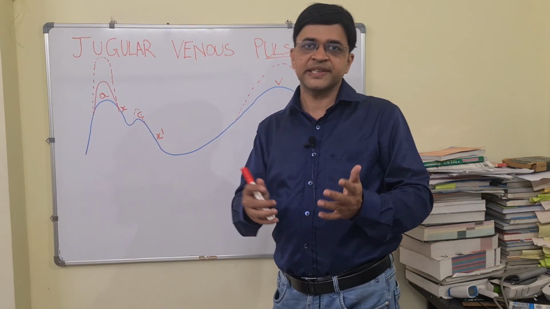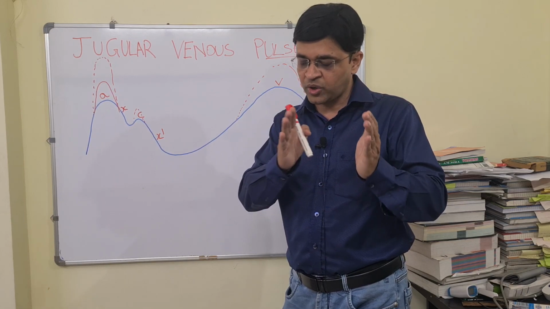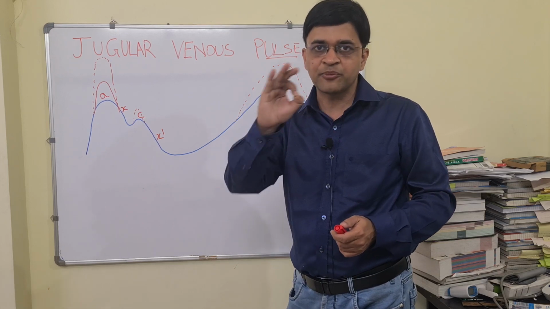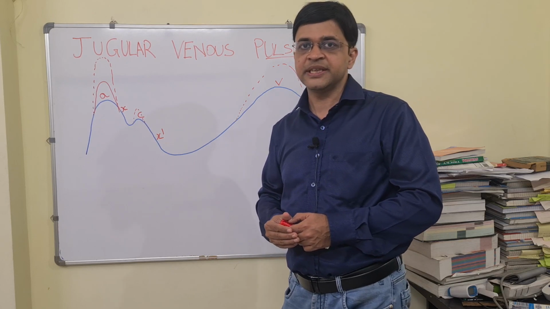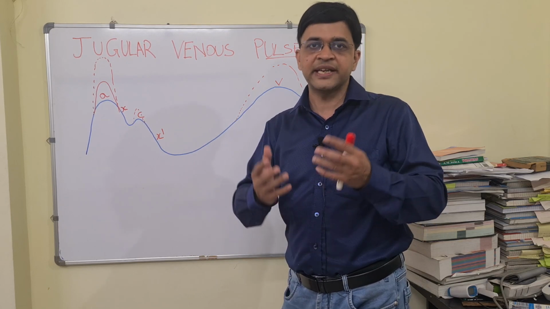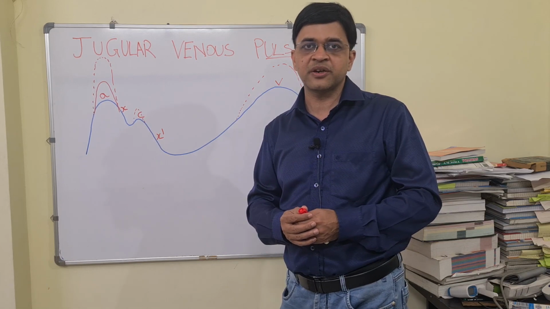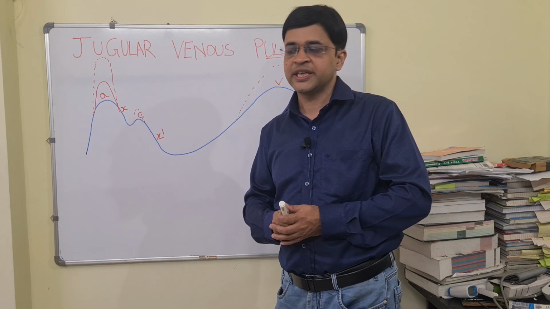So this is basically about what a normal JVP will look like and what are some basic abnormalities that can happen in JVP. In case you have any doubt or any other query regarding JVP, you can always ask me or put your doubts in the comment section.